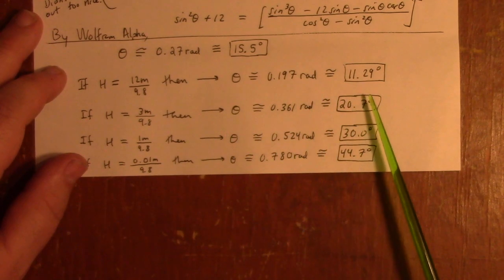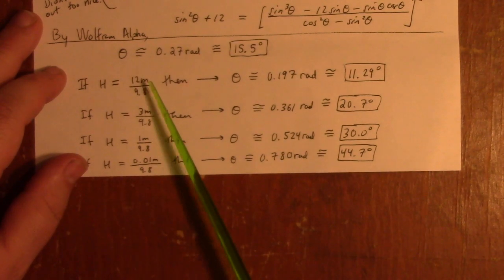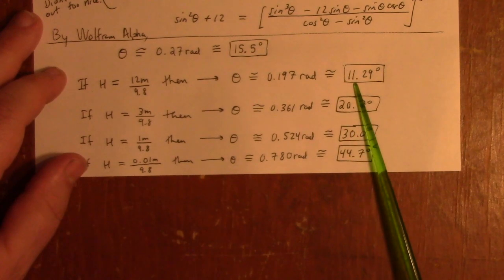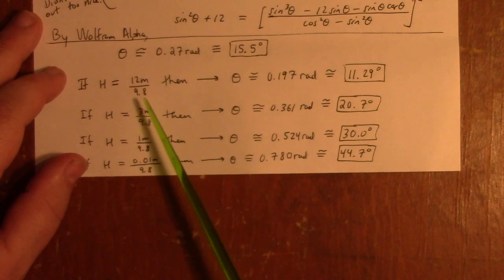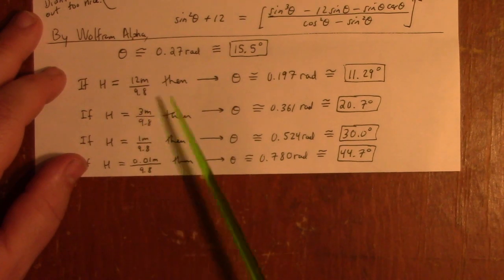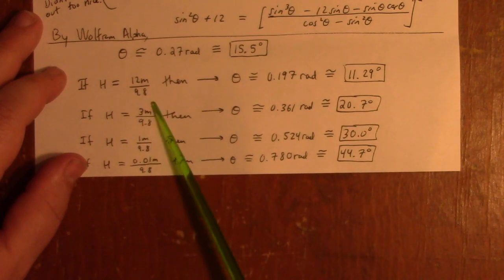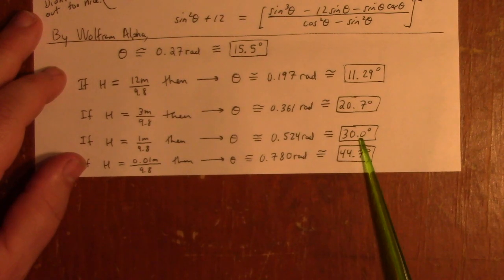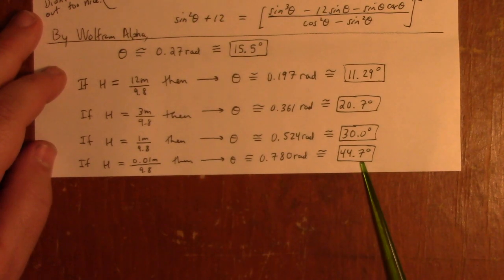Then I made the height a little bit shorter. So I made the height taller, and a lower angle gave me max range. When I made the height smaller than 6, this is half of the height of my original number, that gave me 15.5, then I got 20.7. If I make the height 1 over 9.8, I end up with a max range at 30 degrees. And if I make the height 0.01 over 9.8, then I'm getting pretty close to 45 degrees.